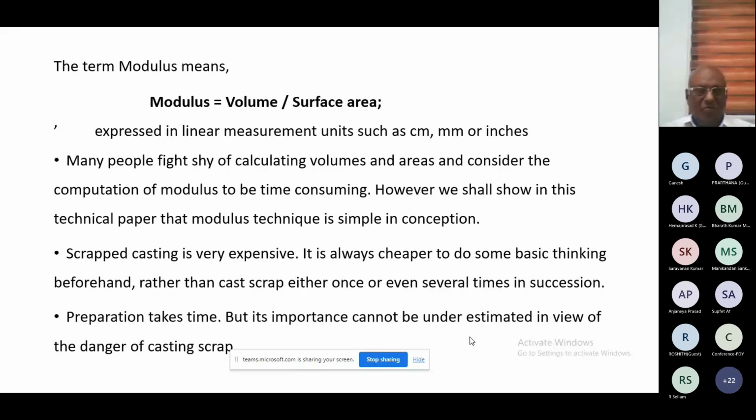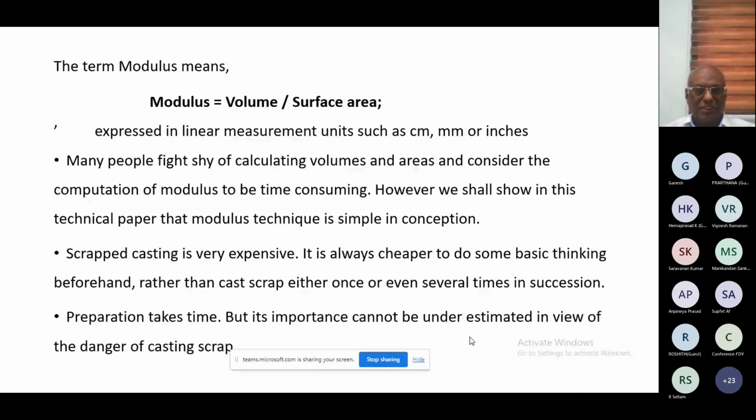Modulus: the term modulus means volume divided by surface area. It is expressed in linear measurement units such as centimeter, millimeter, or inches. Many people fight shy of calculating volumes and areas and consider the computation of modulus to be time consuming. However, we shall show in this technical paper that the modulus technique is simple in conception.